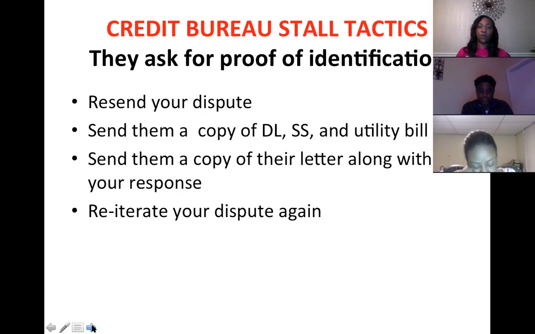If they ask for proof of identification again, resend the dispute, send them everything again, and a copy of the letter. And reiterate your dispute again. This is just all tactics that they're using. So don't get alarmed. Don't get discouraged.